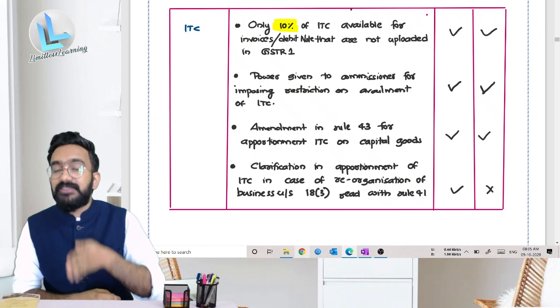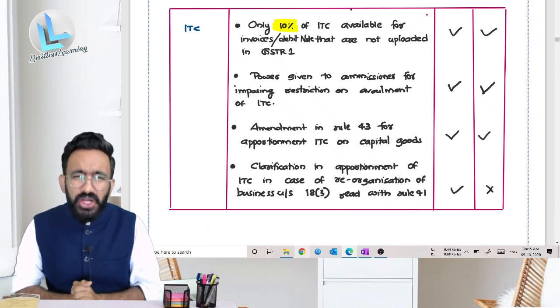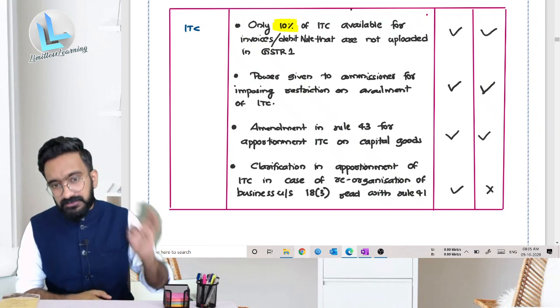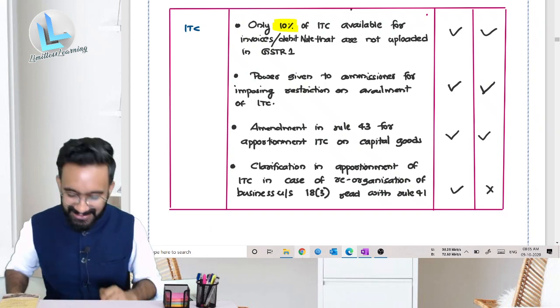This amendment clarification is not part of your statutory update, which means they're not going to ask you a detailed question on this. So do not bother your time on understanding the 4th one, but the first 3 are very important for all of you. Let's get started.